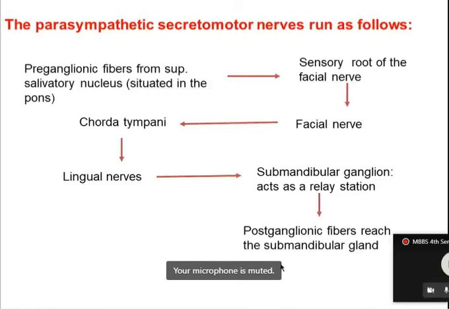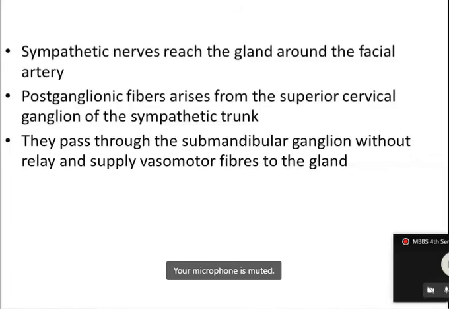And the sympathetic nerves reach the gland around the facial artery, and the postganglionic fibers arise from the superior cervical ganglion of the sympathetic trunk. They pass through the submandibular ganglion without relay and supply the vasomotor fibers to the gland, to the vessels. Okay, so that is the nerve supply of the submandibular salivary gland.